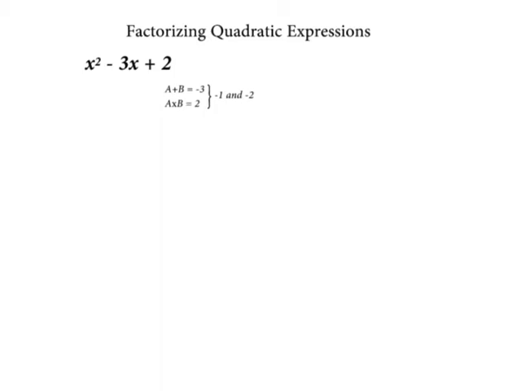We then rewrite the expression breaking the linear coefficient into the numbers we've just chosen. And so we will have x squared minus 2x minus x plus 2. And then we factorize the first two, x into x minus 2, and then the other two, minus 1 into x minus 2. X minus 2 is common in both brackets, and so we take one of them. So you have x minus 1 times x minus 2. We've done this before.